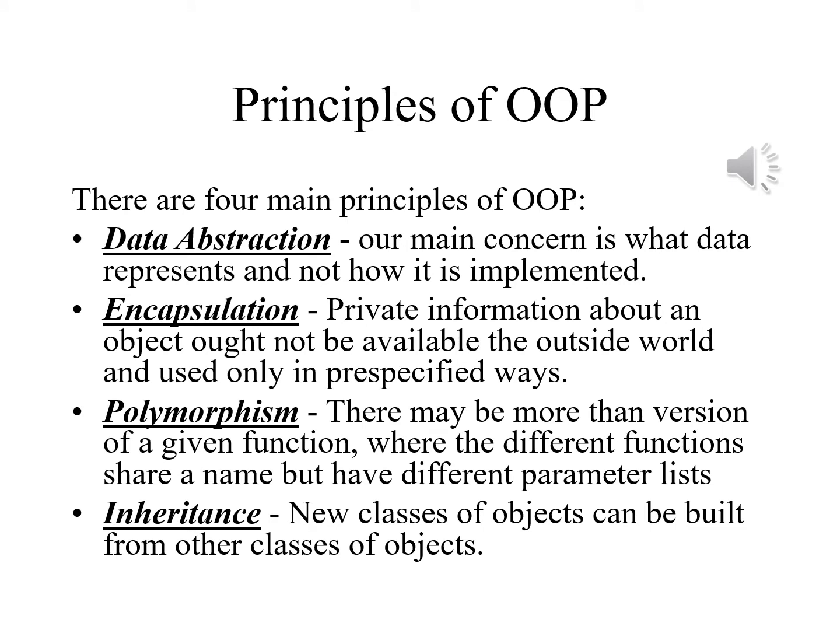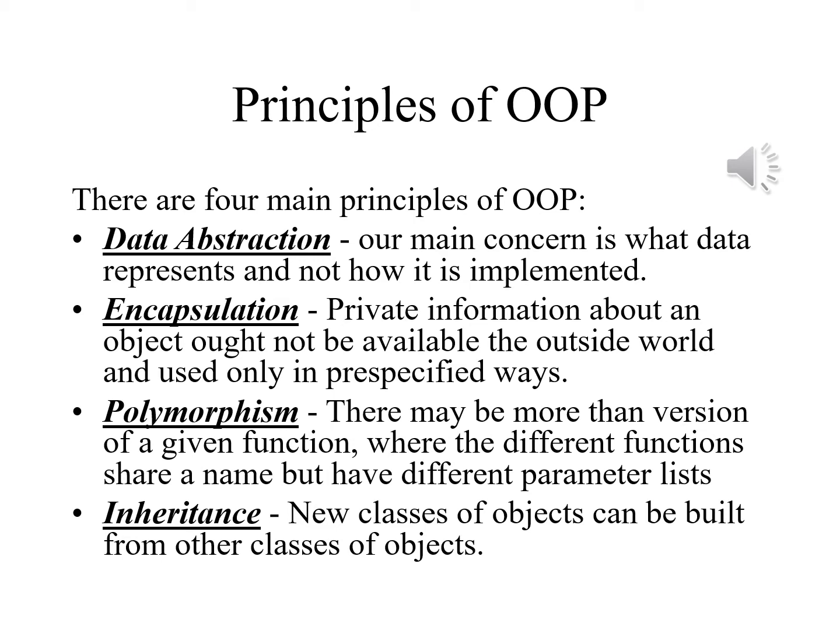There are 4 main principles that guide object-oriented programming. Data abstraction. Our main concern is what data represents and not how it's implemented. We really don't want these implementation details to be the concern of anyone using objects belonging to this particular class. Encapsulation. Private information about an object should be private and not available to the outside world, and only used in pre-specified ways. This simplifies the whole process of the interaction between various parts of the program.